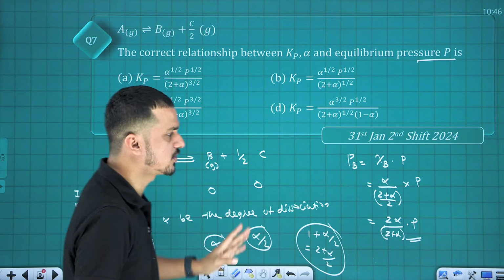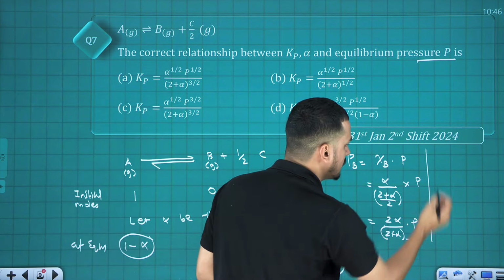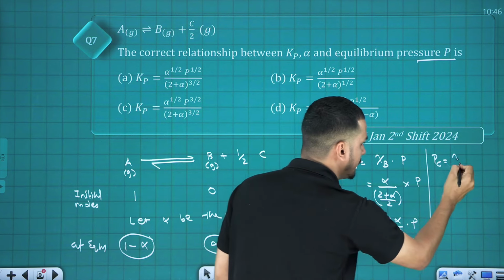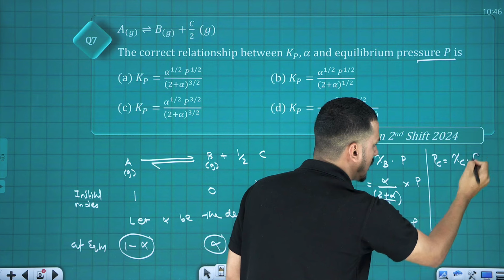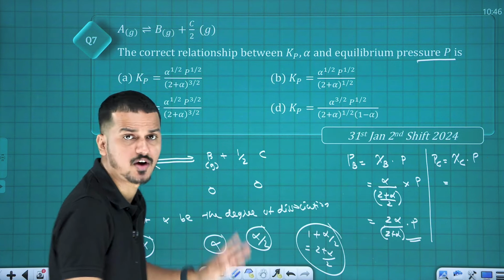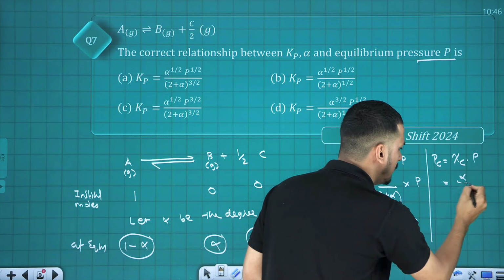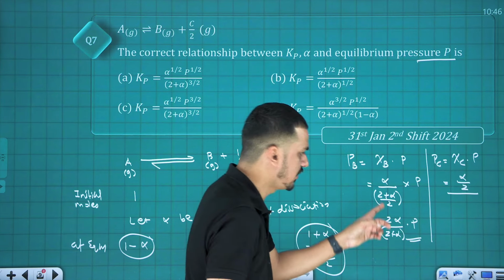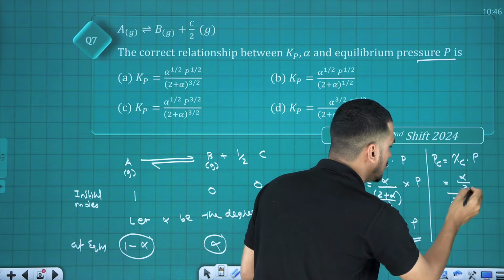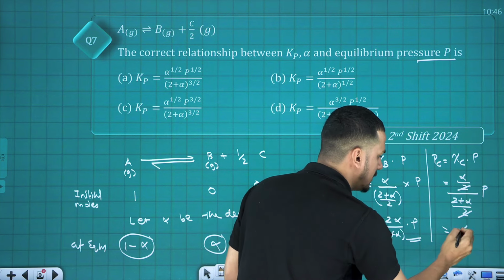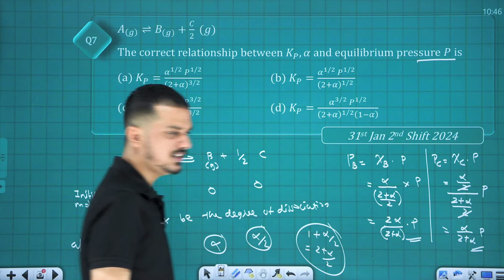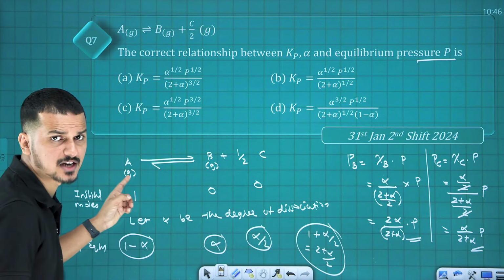And what about the partial pressure of C? Partial pressure of C equals mole fraction of C into total pressure. What's the mole fraction of C? Its number of moles is alpha by 2, divided by the total number of moles we already found, 2 plus alpha by 2. That 2 will get cancelled, into P. So that means alpha divided by 2 plus alpha, into P. Clear?